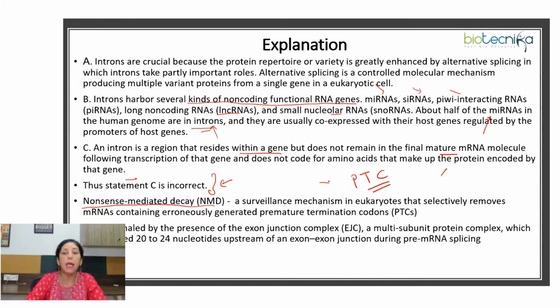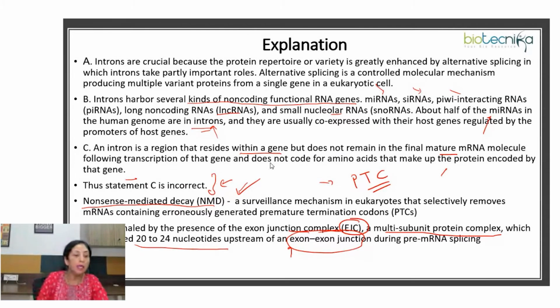So if an mRNA has a premature termination codon, it will be targeted by the nonsense mediated decay mechanism. Now this is signaled by the presence of the exon junction complex. What is the exon junction complex? This is a multi-subunit protein complex which is deposited 20 to 24 nucleotides upstream of an exon-exon junction during pre-mRNA splicing. So I am repeating, this pathway you should know if you want to be able to solve questions based on the EJC, that is exon junction complex, or the nonsense mediated decay mechanism.